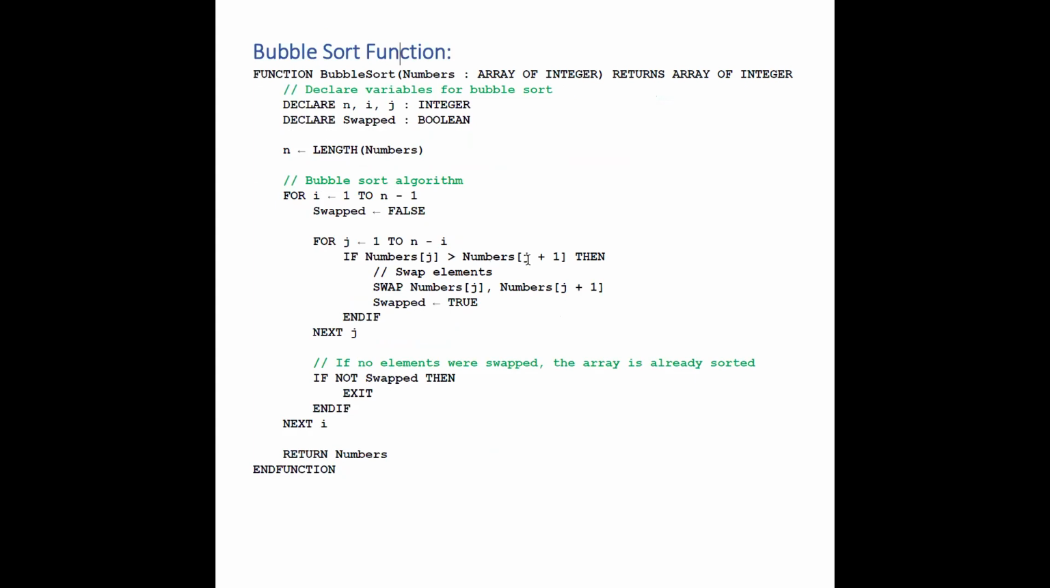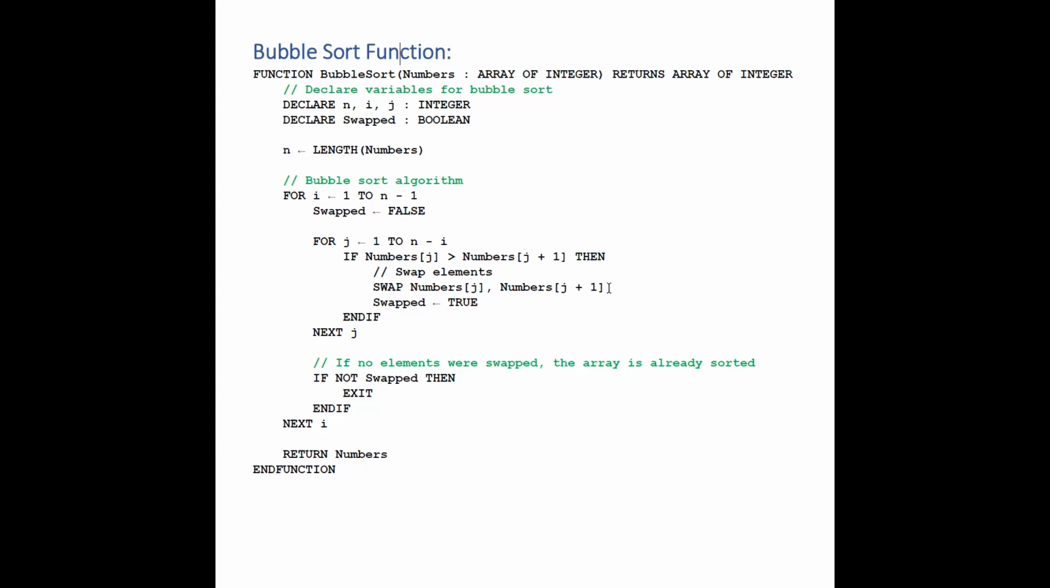In the worst case, bubble sort requires n minus 1 comparisons for each of the n elements in the list, totaling n minus 1 into n over 2 comparisons. For very large n, we can approximate this as n square, making bubble sort a quadratic time complexity algorithm.